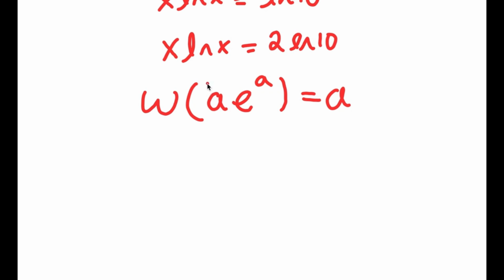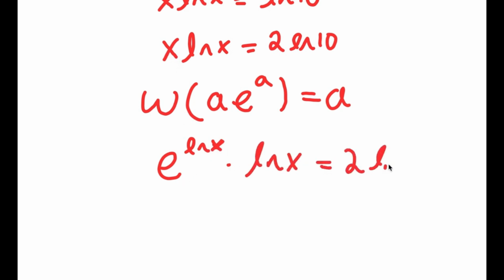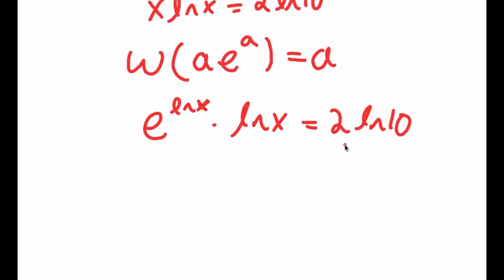is I'm going to rewrite x here as e to the power of ln of x, because the e and ln cancel out, and this results in simply x. So I'm just going to rewrite x as e to the power of ln x, and I have this times ln x is equal to 2 times ln 10. And now this is in the form a times e to the power of a.